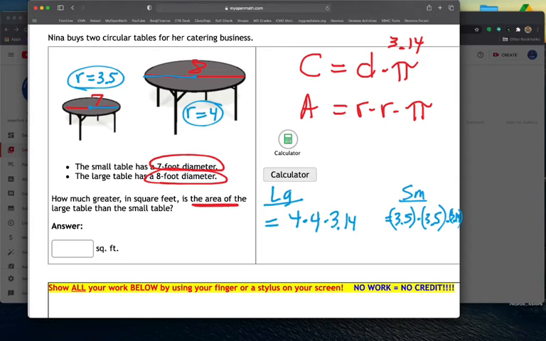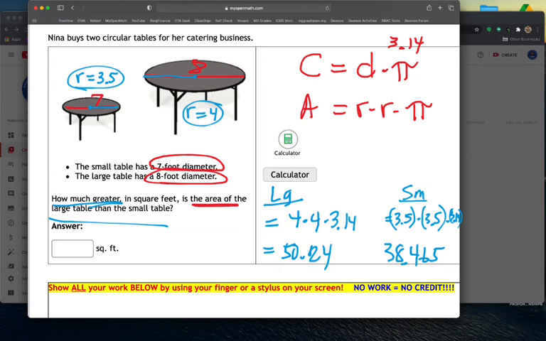All right, so now we could use the calculator to figure out what the area of the large circle would be. So 4 times 4 times 3.14 is 50.24. And the area of the small circle is 38.465.